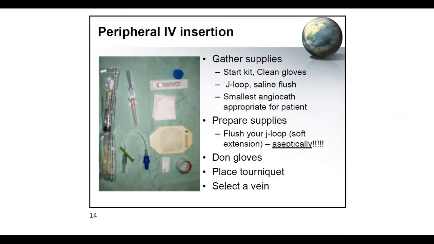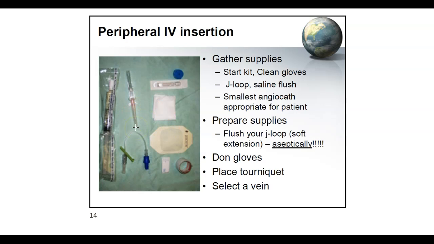All right, let's talk about inserting a peripheral IV, or PIV. So what do we do? First, we need to gather your supplies: get a start kit, clean gloves, your J-loop, which is this one, and a saline flush. Then you want to get the smallest angiocath appropriate for the patient, the smallest needle size that's appropriate for your patient and for the purpose of it. Know why the patient needs the IV. And then prepare your supplies.